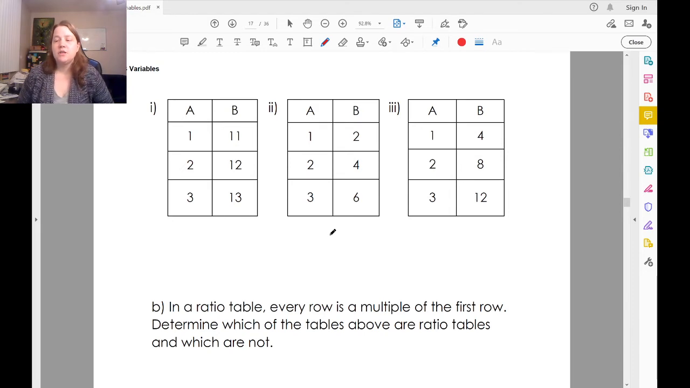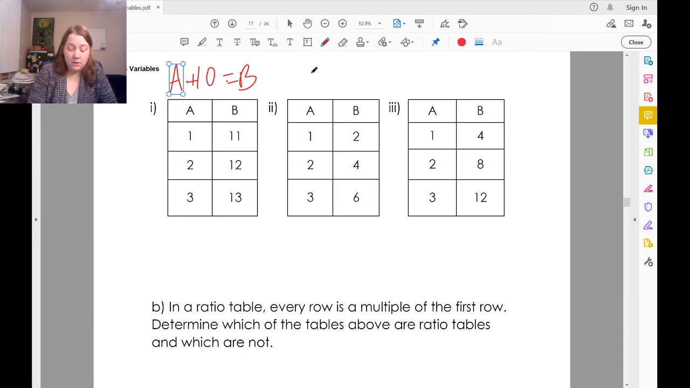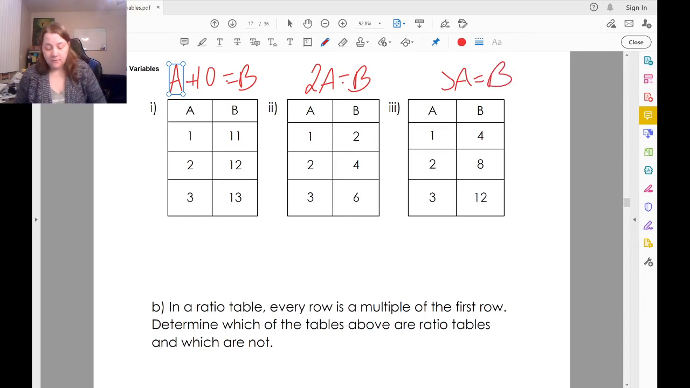So in the ratio table, first thing they want you to do is we've already done these. The first one is A plus 10 equals B, and then it was 2A equals B, and then 3A equals B. In the ratio table, every row is a multiple of the first row. Which ones of these are ratio tables? Go ahead and try to figure that out.